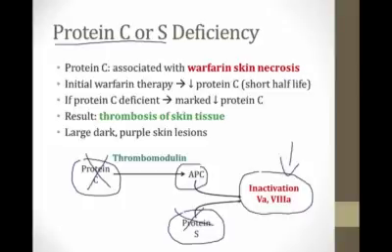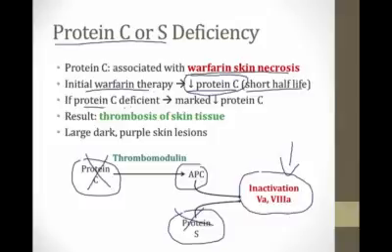One of the most important things to know about a protein C deficiency is that it's associated with warfarin skin necrosis. When you initially administer the drug warfarin, this leads to a fall in the protein C level. Protein C is a vitamin K dependent factor. Its levels fall on warfarin therapy, and it has a very short half-life, so one of the first things that happens when patients take warfarin is that the protein C level falls.